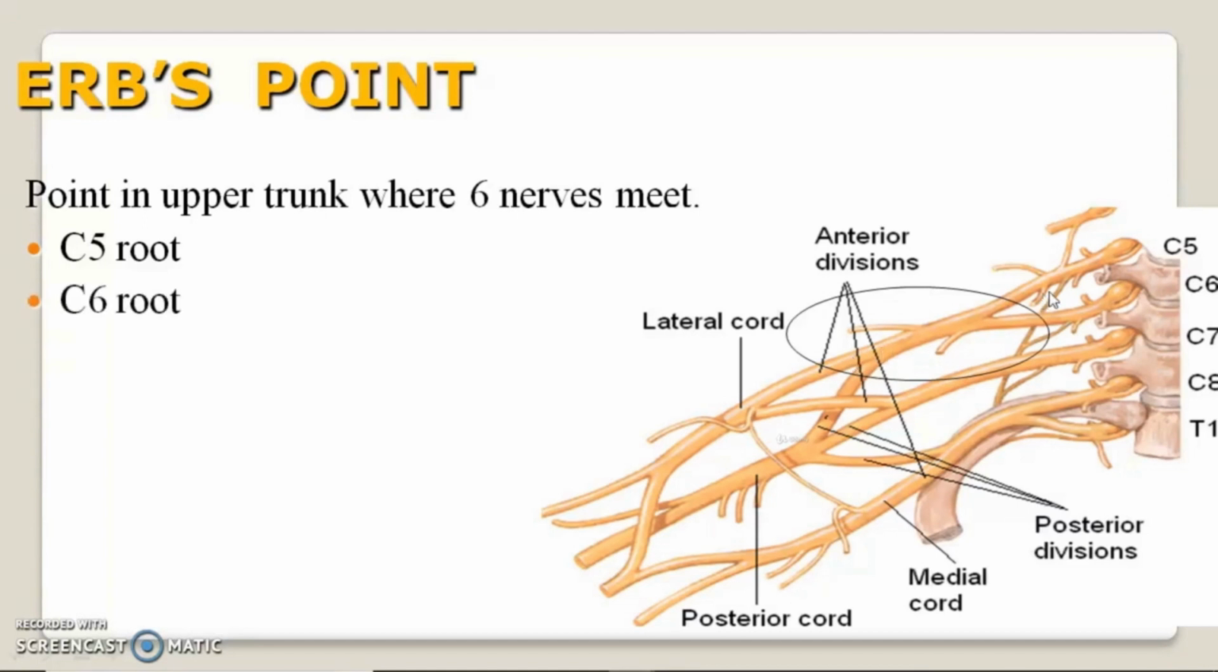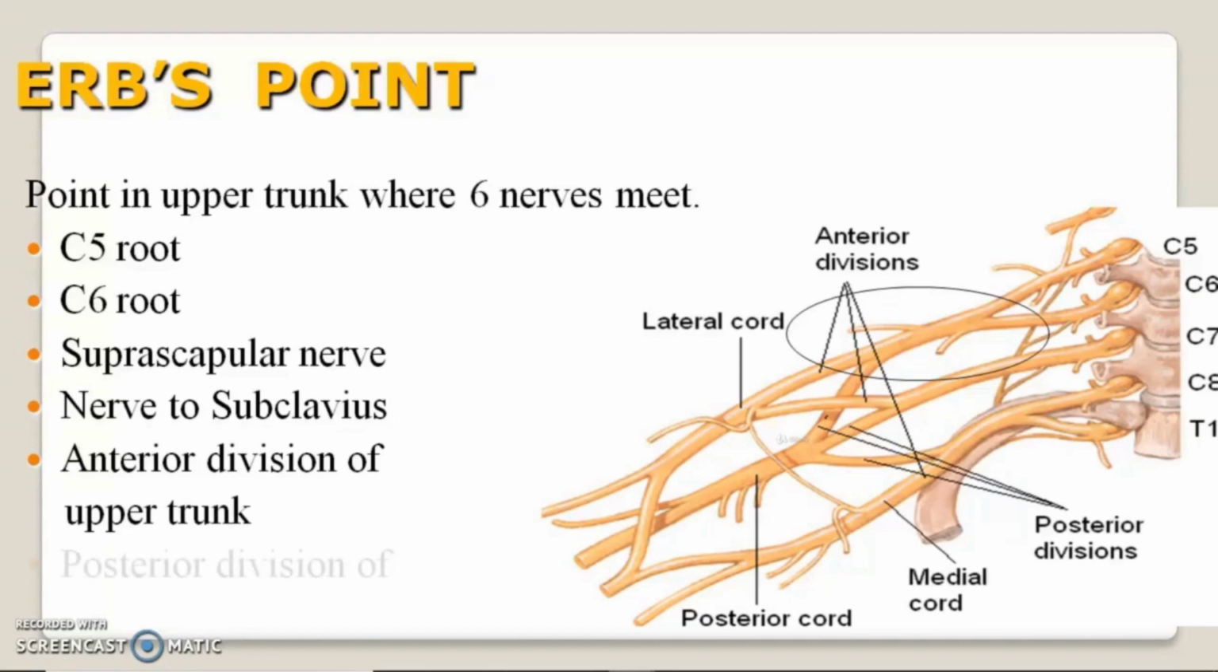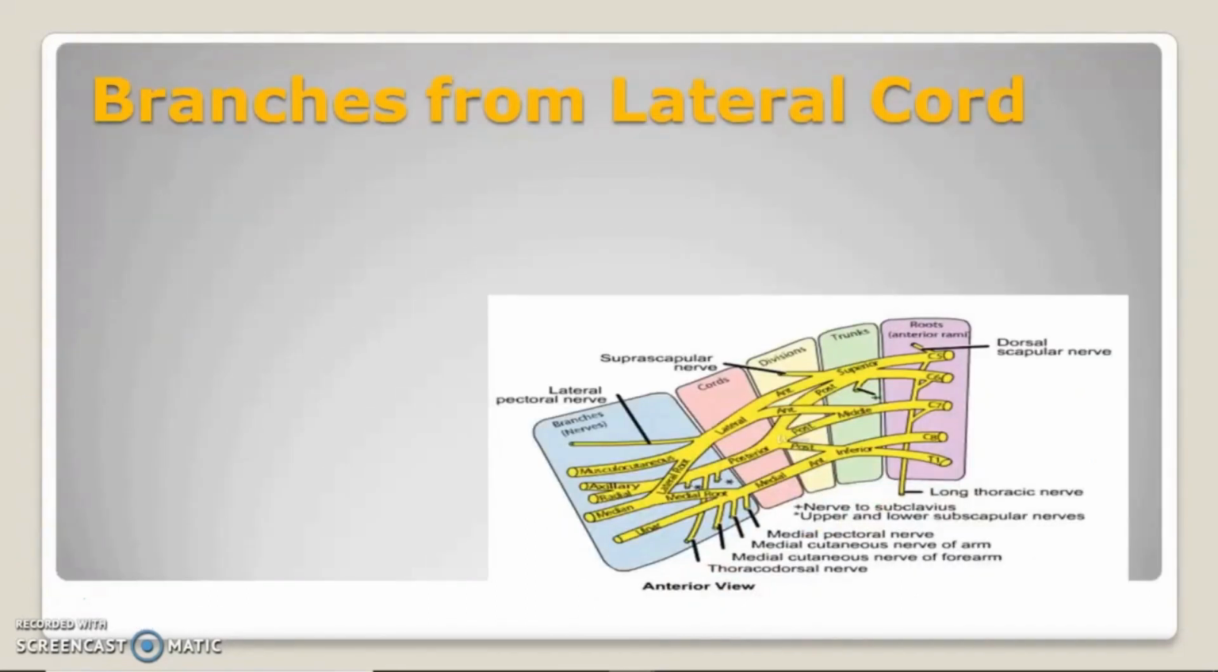Now it will be having 6 nerves, right? First one is C5 root and second one is C6 root. Then we have suprascapular nerve and nerve to subclavius along with anterior and posterior division of upper trunk. So these 6 nerves are going to meet in a point, and that point we will call Erb's point. The clinical aspect of this Erb's point is it will lead to Erb's paralysis, which we will deal with later.